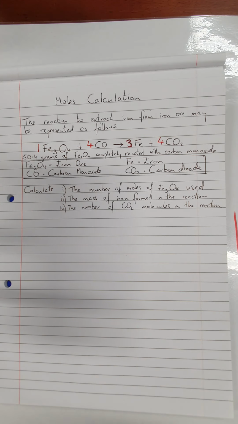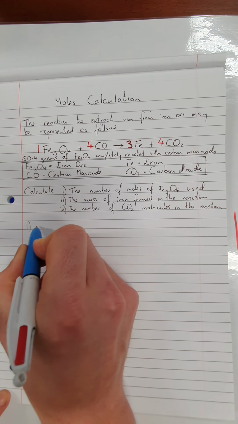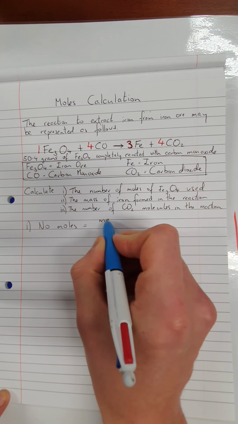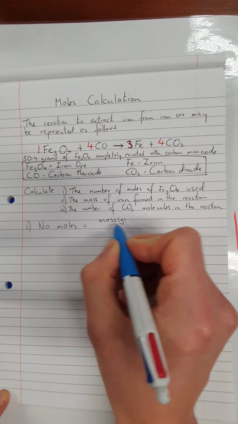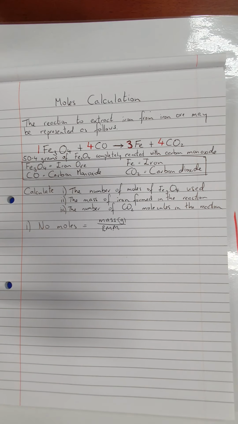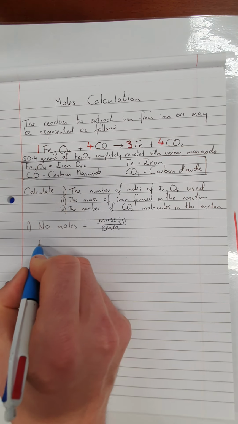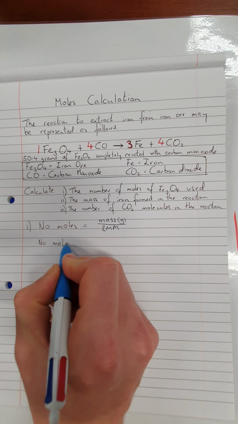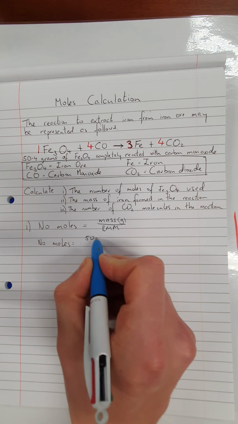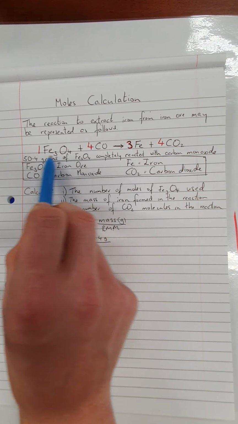The only formula that we've really learned that would be any use to me so far to answer part 1 would be: the number of moles equals the mass in grams of whatever substance I'm looking at divided by that substance's RMM, which is the relative molecular mass. So for my iron ore, if I'm trying to work out the number of moles, I would need to work out how many grams there are. I'm told that, so that's 50.4 grams. That's going to be divided by the RMM of my iron ore.